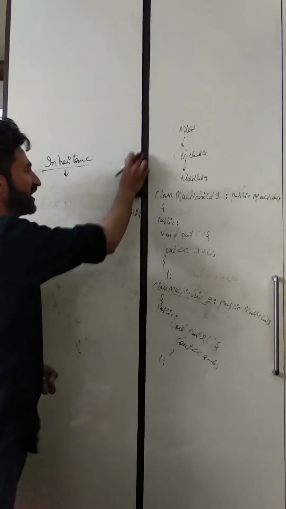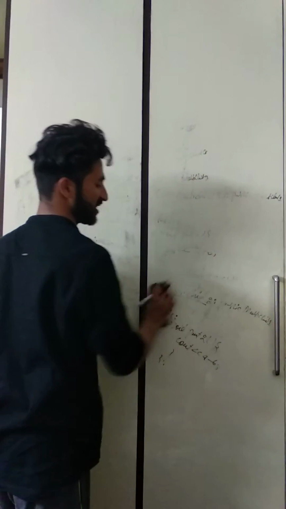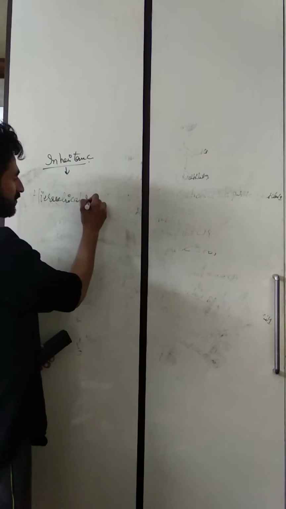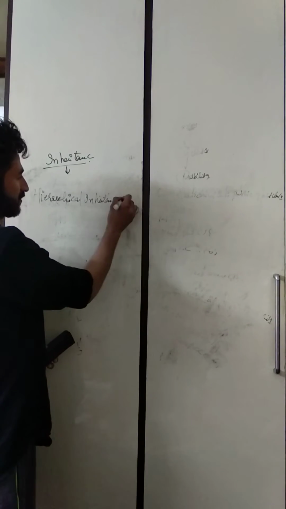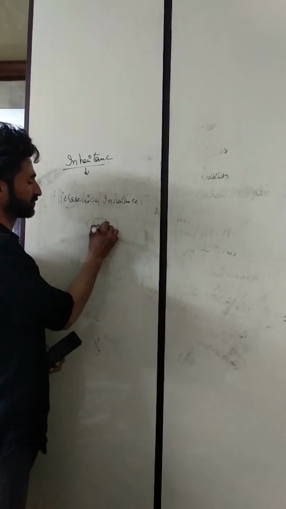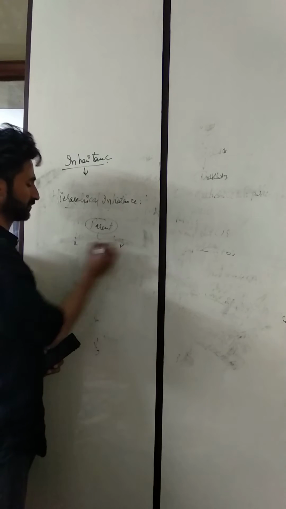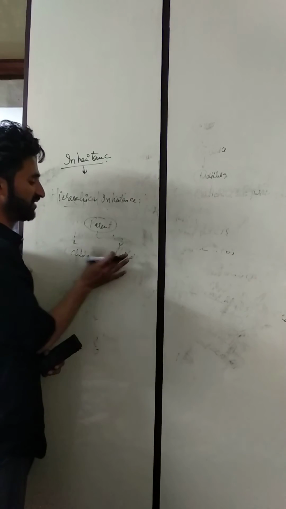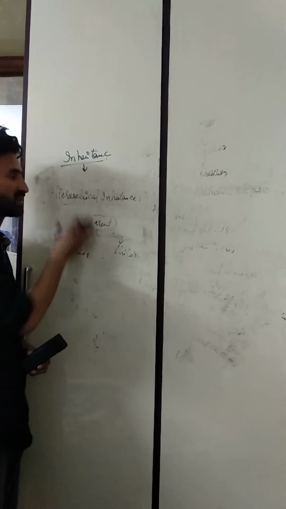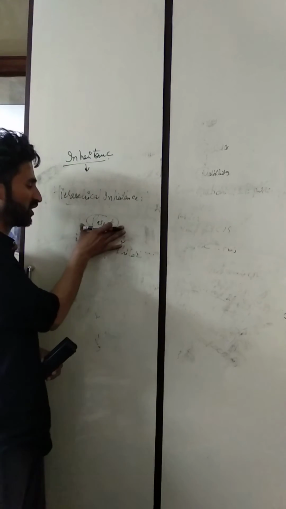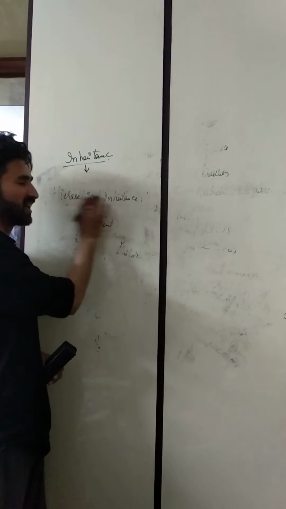Next is hierarchical inheritance. This is another type of inheritance. In hierarchical inheritance, there is only one parent, and this parent has two children, child 1 and child 2. There may be many child classes too, but only one parent having multiple children, that is called hierarchical inheritance.